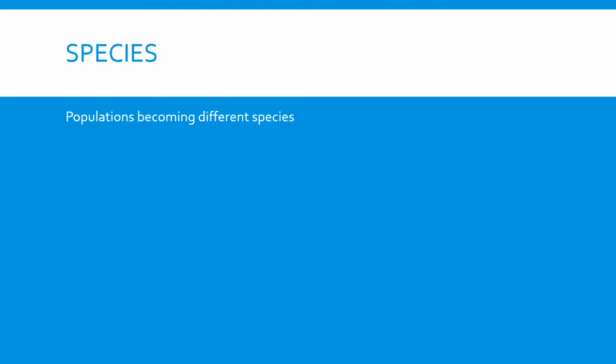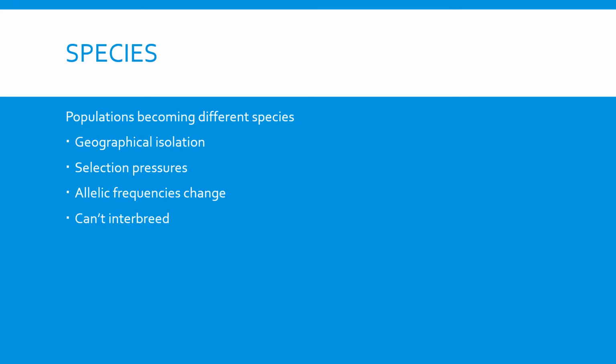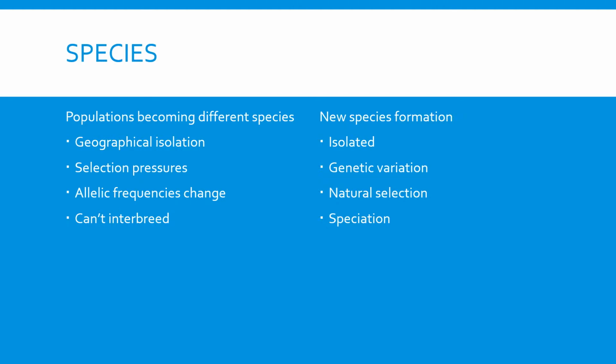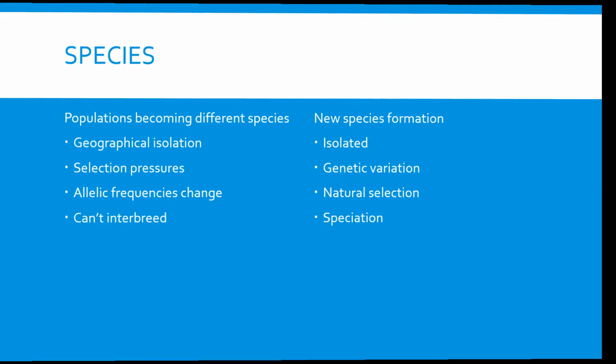Species. How do populations become different species? Well, it's due to geographical isolation, which causes selection pressures to be different in different locations. So allelic frequencies change in the different populations, and over time they become so different that they can't interbreed. New species formation is when they're isolated, which causes genetic variation amongst alleles, then natural selection takes its place, and then speciation occurs, in which you have a new species.